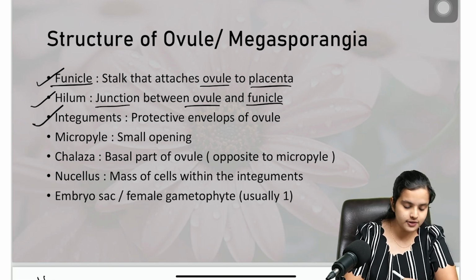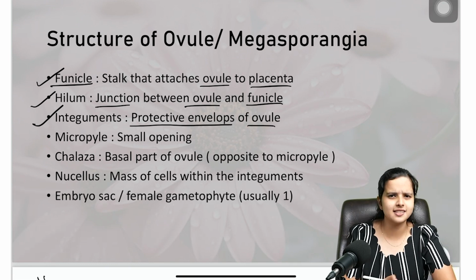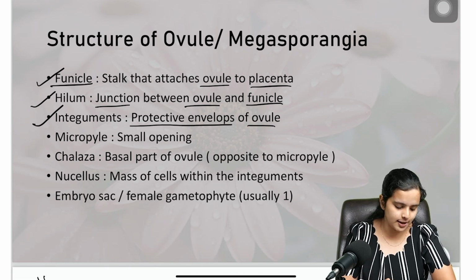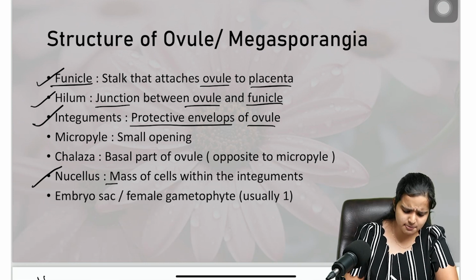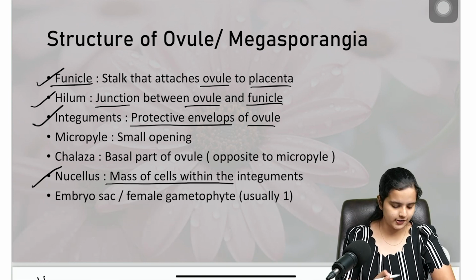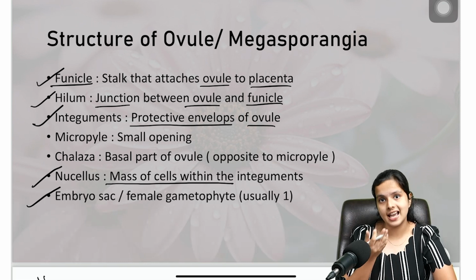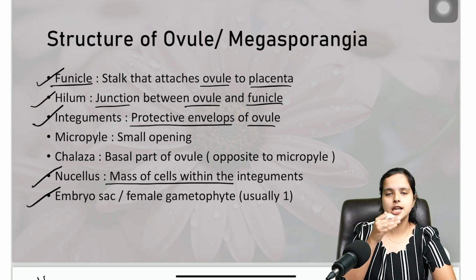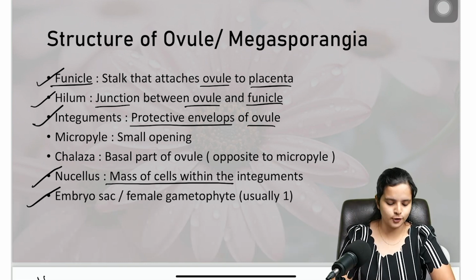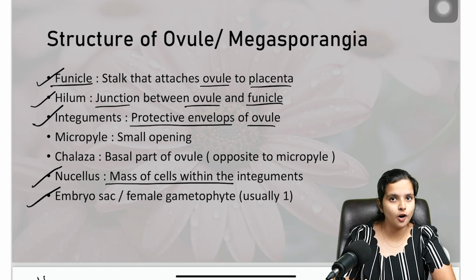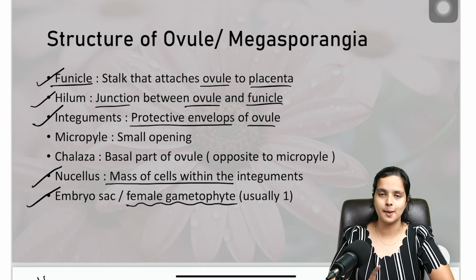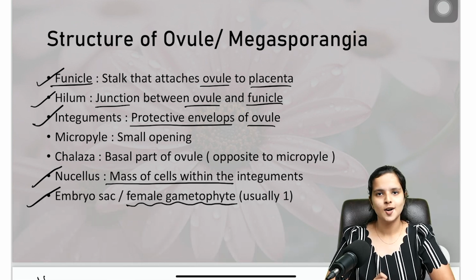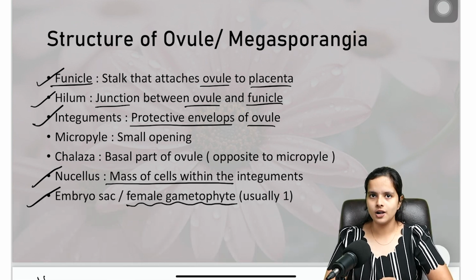Then you have the integuments, which are the protective envelopes of an ovule, or simply said, a coat, a cover. And then you have the nucellus. What is nucellus? Nucellus is simply a mass of cells within the integuments, right? And then you have the embryo sac, which lies inside the nucellus, in the innermost part of the ovule, also known as the female gametophyte. Usually there will be one female gametophyte, or one embryo sac, inside an ovule. Okay, so I hope all these terms are clear.